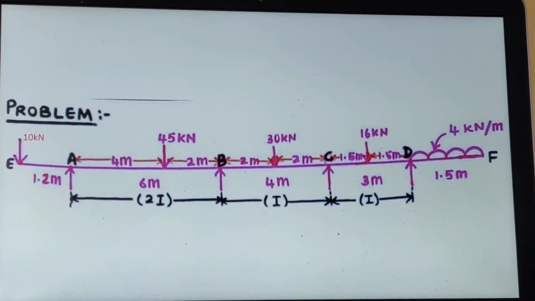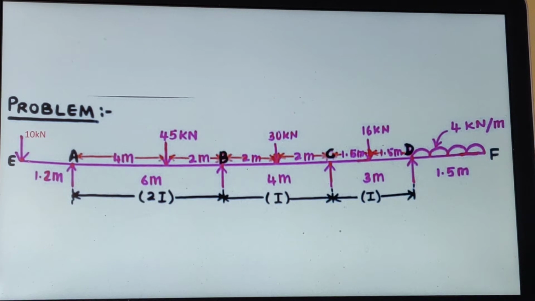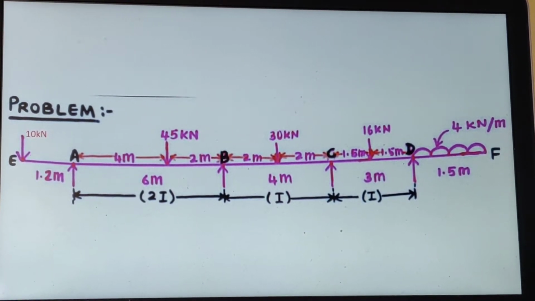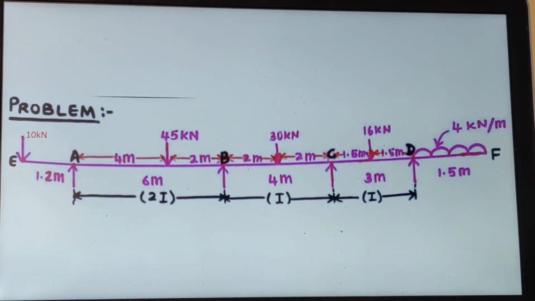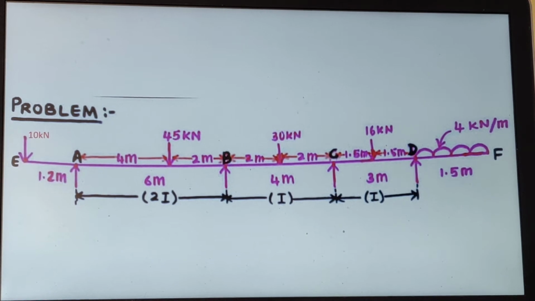So this is the problem. It basically is a continuous beam with 2 overhangs. AE is the overhang part with a point load of 10 kN, and DF is an overhang with a uniformly distributed load of 4 kN. The material properties of these spans are different, so you can see 2I, I and I.